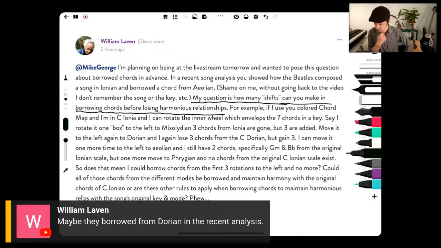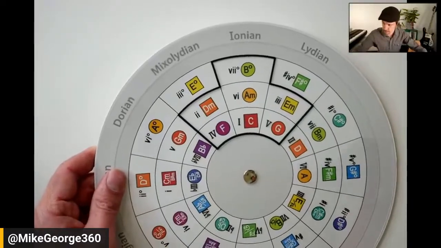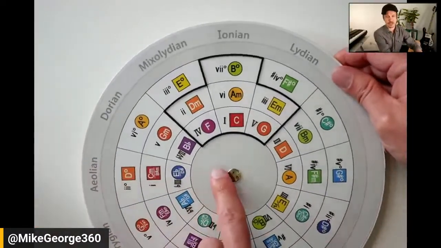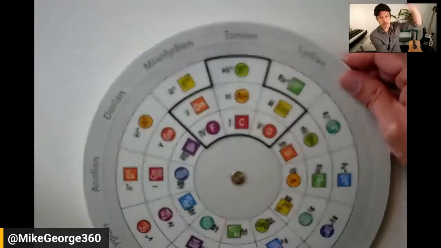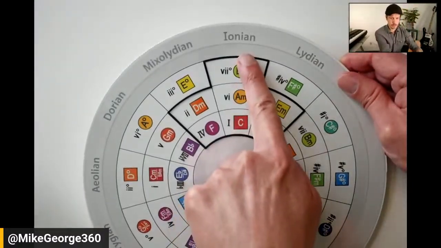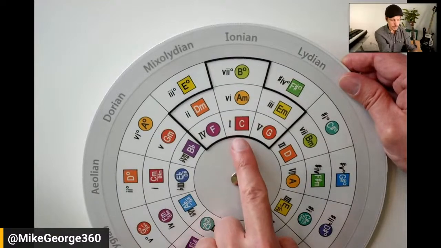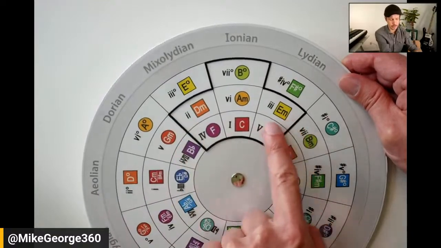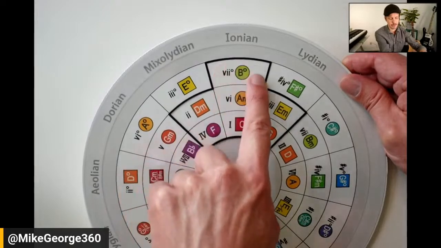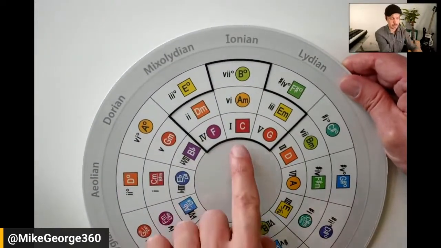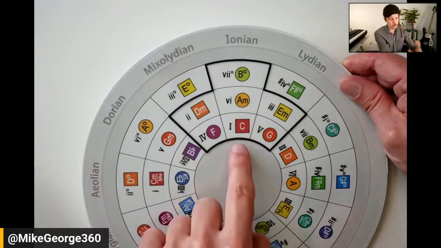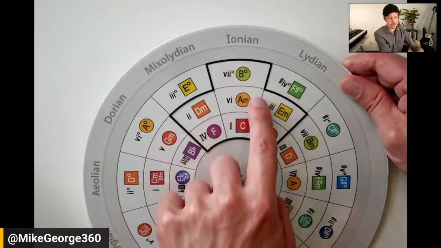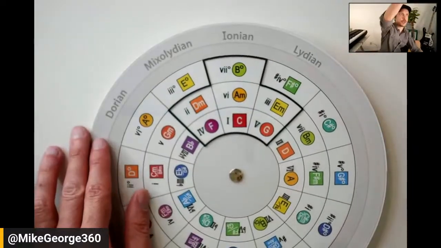So, for example, if I use your colored chord map and I'm in C Ionian, I can rotate the inner wheel, which envelops the 7 chords in a key. So let's go through this so everyone's following along. We have in the key of C, C Ionian, which is a fancy name for the key of C major, and its chords: major 1, minor 2, minor 3, major 4, major 5, minor 6, diminished 7, and back to 1, or the tonic, C major here. And it's cool because it's this star pattern back to the tonal home base, or the tonic.